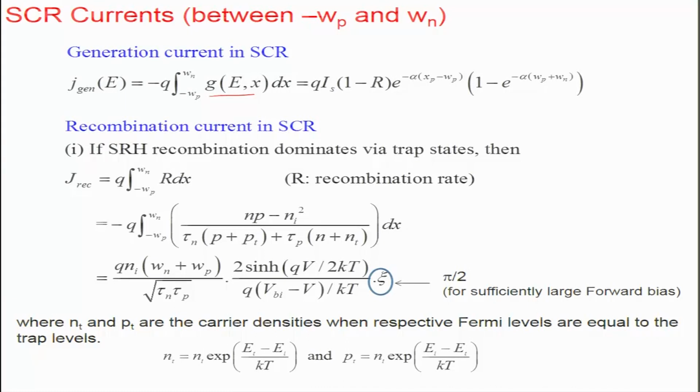When you look at the recombination current, we assume that Shockley-Read-Hall trap assisted recombination dominates via trap states. So this SRH means Shockley-Read-Hall. This is basically for trap assisted recombination. So we are not assuming radiative recombination, we are saying it's a non-radiative trap assisted recombination. Then J recombination is Q integrated from minus Wp to Wn of R dx, right.